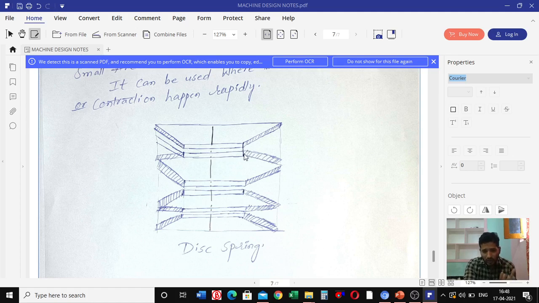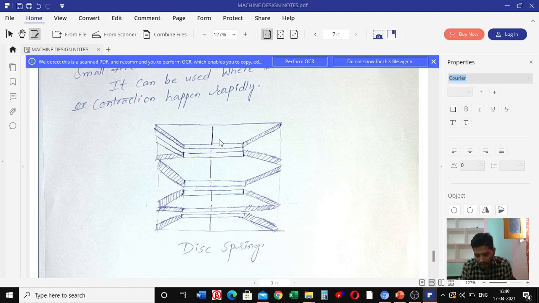This disc spring has the characteristics of a spring, but it is a non-flat conical shell. If you observe, it looks like this in the figure. This non-flat or conical shell spring is generally loaded axially. So the load is acting at the axial direction.